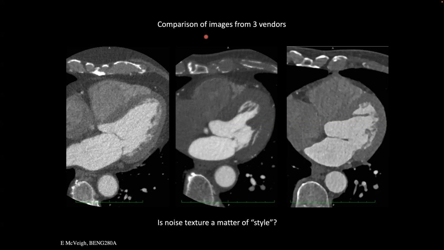Okay, so we're going to do a poll. So this is 3 different vendors, right? And they're quite different looking pictures, right? And so what would you do with these pictures? One of the things we would like to look at in these pictures, for example, is this object here, this little circle here, the little circle there, and that little circle there. Those objects are the right coronary artery.